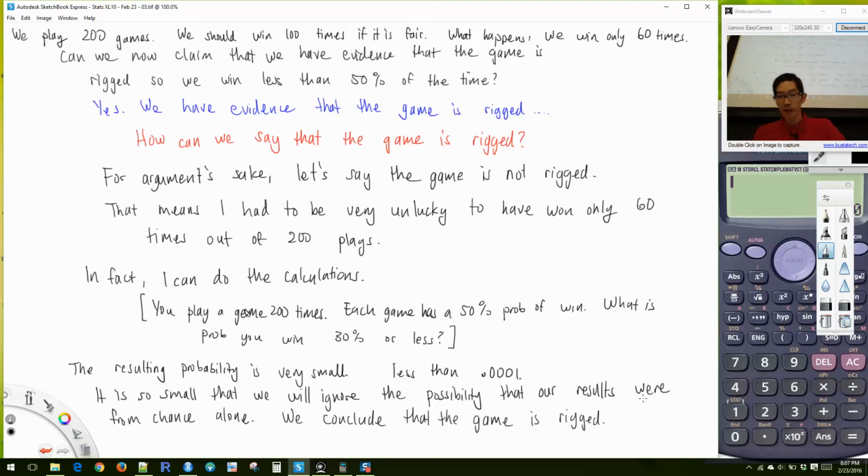Okay, so this is kind of the big picture logical reasoning that we have in hypothesis testing, and I just kind of want to make sure that this sort of makes sense. Okay, so this value, this resulting probability, where we say, okay, for argument's sake, let's pretend this is the case, then what is the probability I get my data? That is called the p-value.